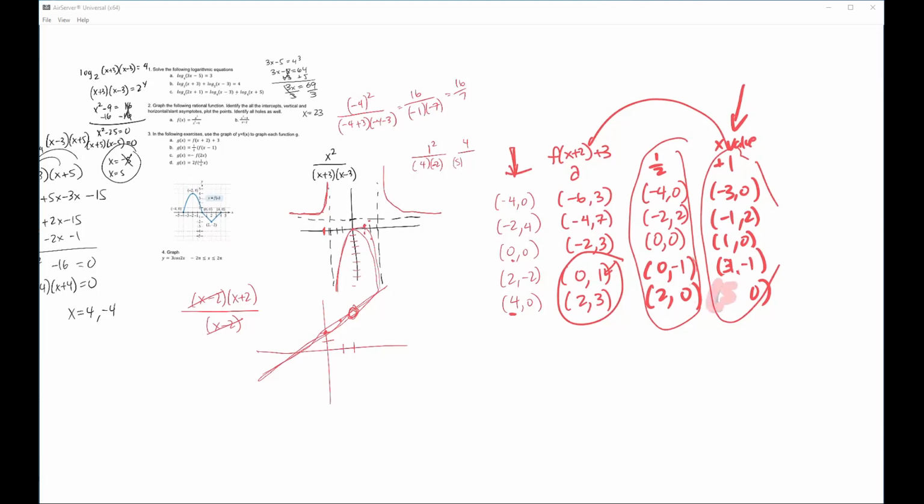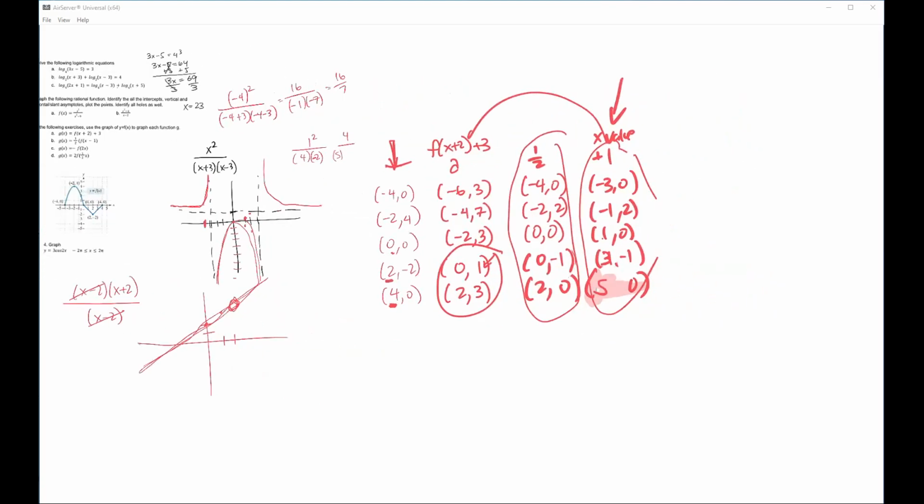What the heck? Why is it... and nothing works. All right. What happened? So I'm looking here. I'm adding 1 to the x, right? So that's 3. I'm adding 1, so that's 5. Okay, so that should be good now. Cool. I'll rewrite this. -3, 0. -1, 2, 1, 0, 3, -1, and then 5, 0. Cool. All right, we good?